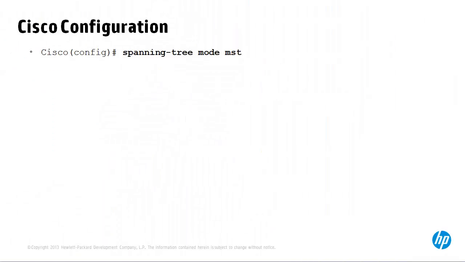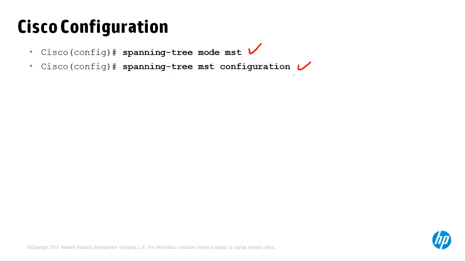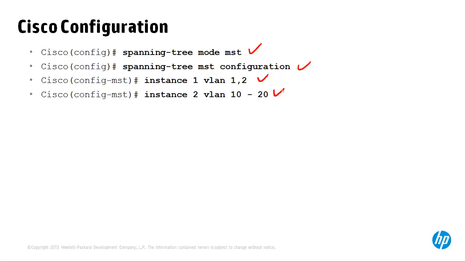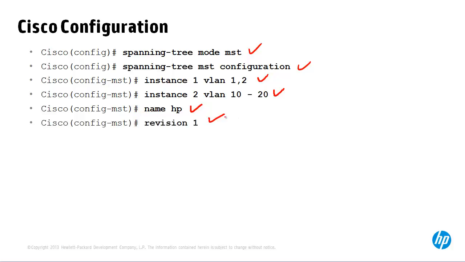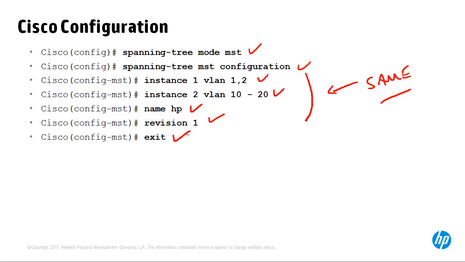To do something similar on Cisco switches, firstly change the spanning tree mode to multiple spanning tree. Then enter multiple spanning tree configuration. Map your VLANs to instances. So in this example, VLAN 1 and VLAN 2 are mapped to instance 1. VLANs 10 to 20 are mapped to instance 2. Specify your region name, in this case HP, and your revision number. This configuration has to be the same on all switches, otherwise they'll end up in different regions. Type exit on Cisco switches to activate the configuration.